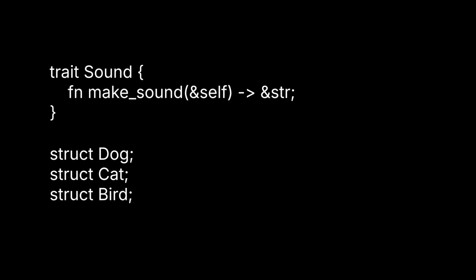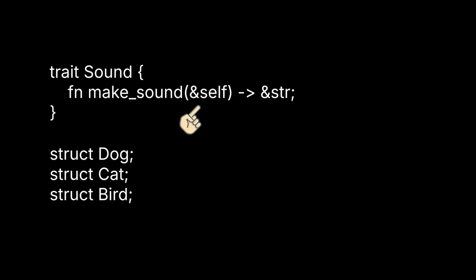Suppose we have 3 structs for dog, cat, and bird. Each of these animals can make sound. So sound can be a trait for these animals. So we can declare a common trait called Sound, and the behavior for this can be defined by a method called makeSound. This is the method signature for the trait.